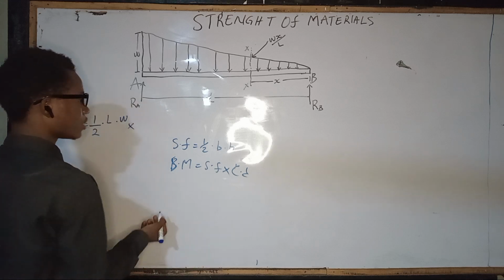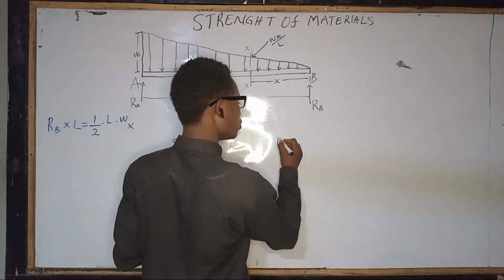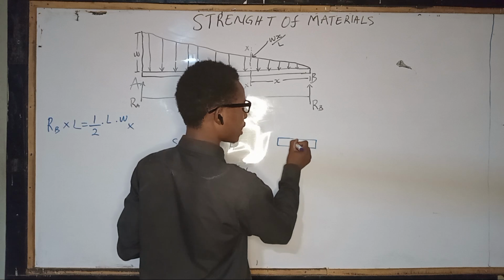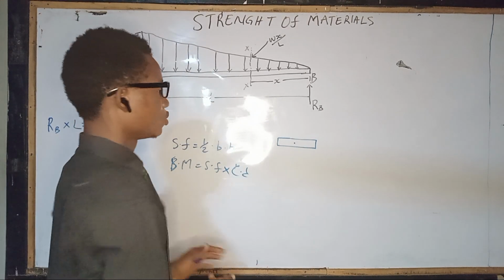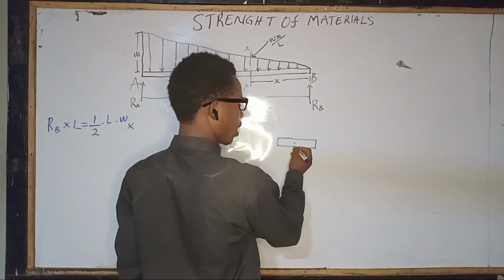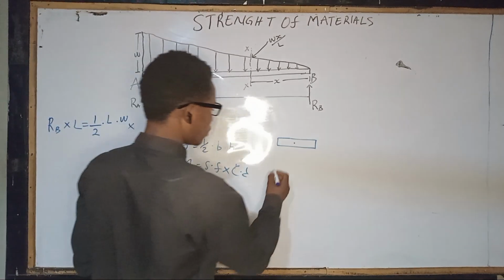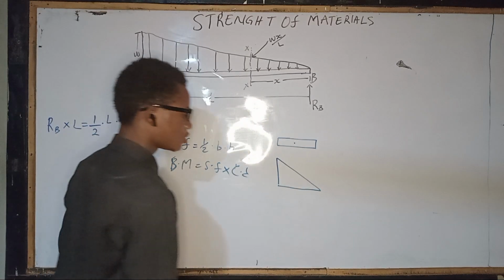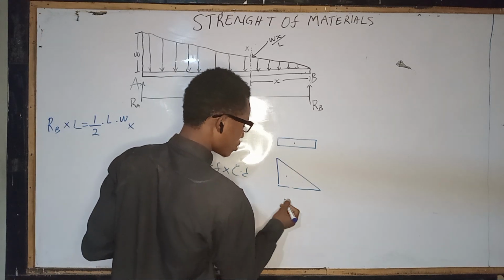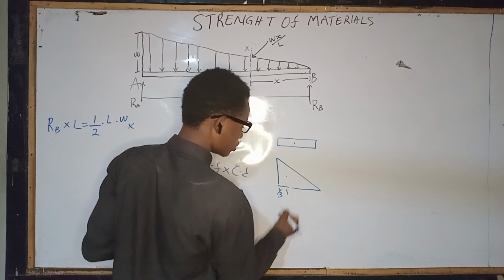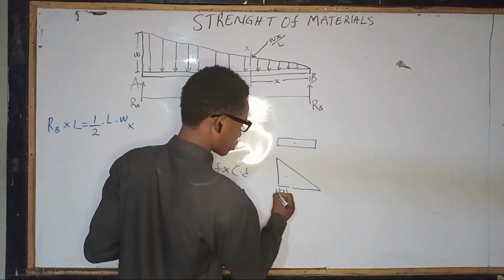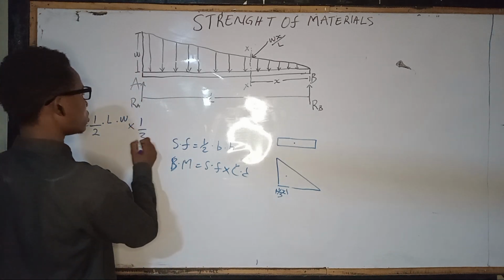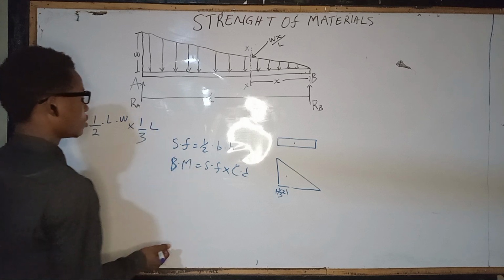Now, what is the centroidal distance? In a uniformly distributed load, which is something like this, the centroidal distance is at the center. It just acts like a rectangle, so the centroidal distance would be at the center. But if we have a triangle, the centroidal distance will be somewhere here, which is 1/3 of the total distance. That is times 1/3 of the total distance L. That is what it will be.